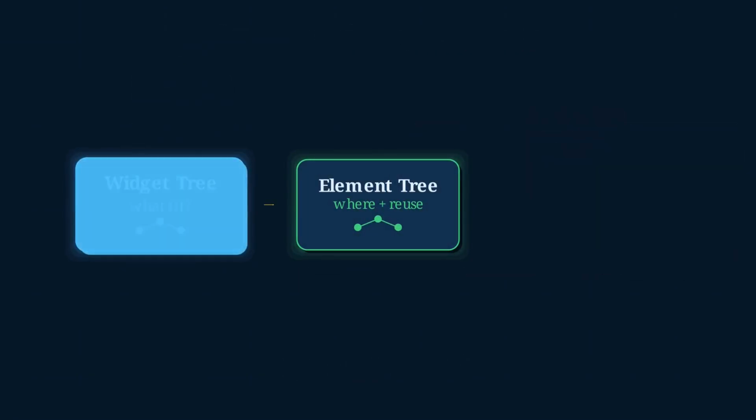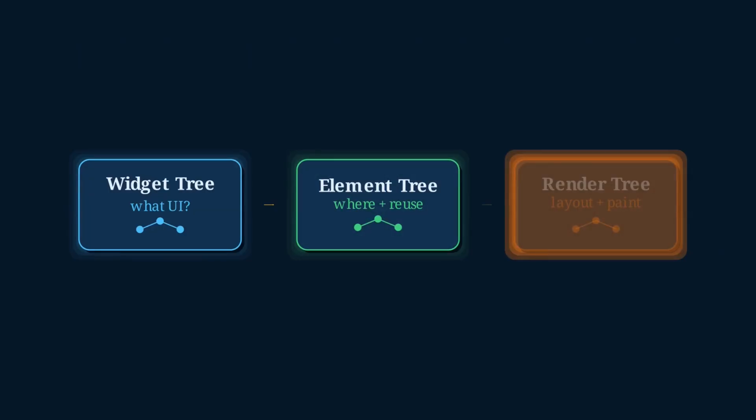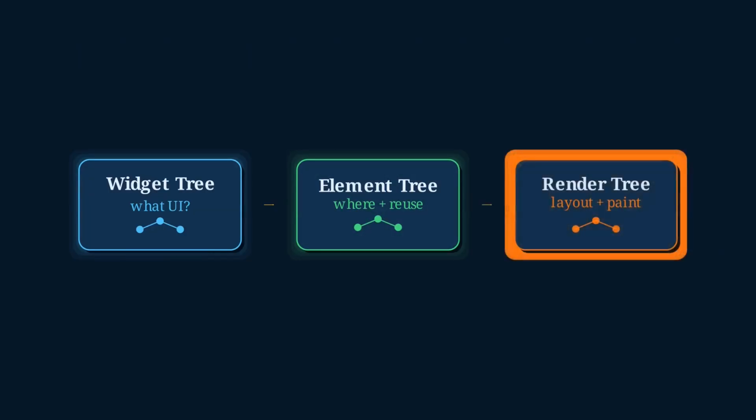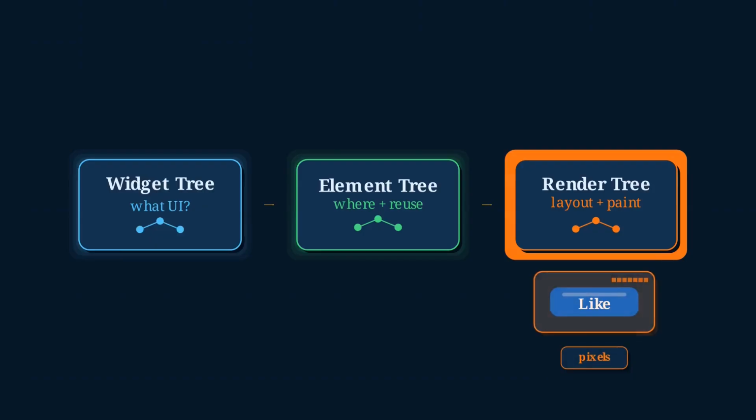Widget tree means what should the UI be? Element tree means where does each widget live and what can be reused? Render tree means how does this become layout, paint, and pixels? Now let's walk through what happens during the first build.